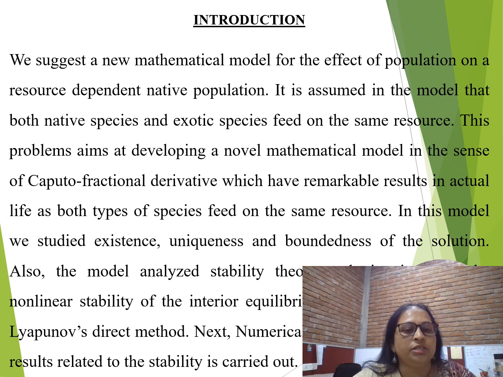In this model, we study existence, uniqueness, and boundedness of the solution. Also, the model analyzes stability theory, nonlinear stability of the interior equilibrium points. Here we solved with the help of the Lyapunov direct method. Next, the numerical simulation results related to the stability are carried out.